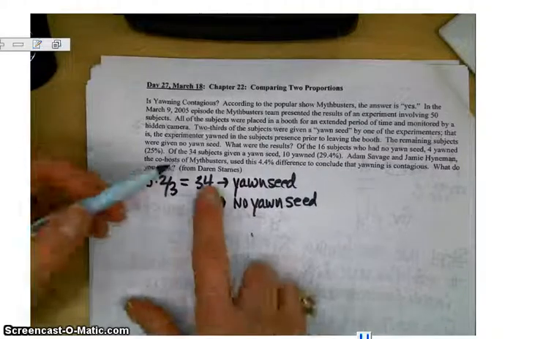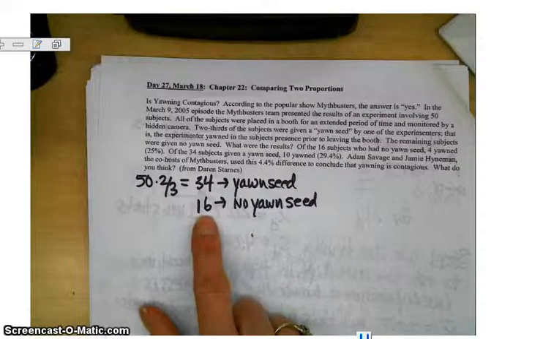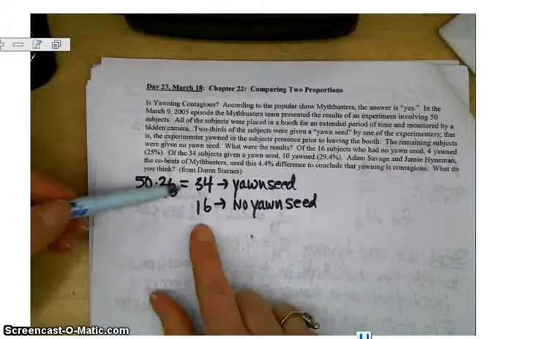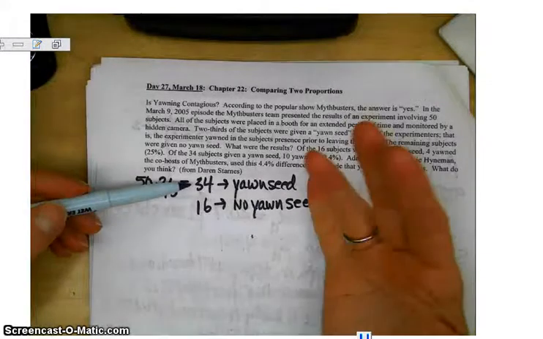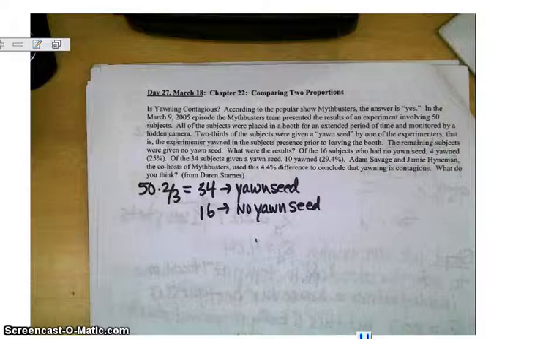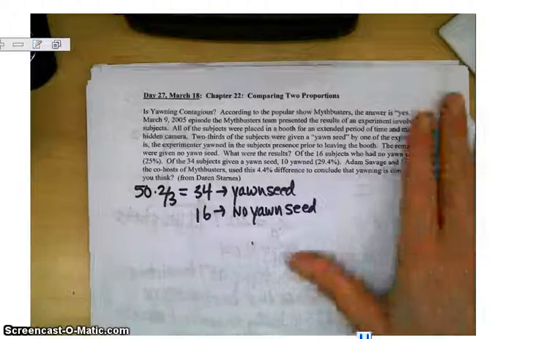So we have two groups or two samples. And are these paired? Did they pair them together? No, because first of all, if you're pairing, you have to have the same number in each group. And it's not a big deal that we had more in the group that got a yawn seed than didn't. The groups don't have to be the same size.